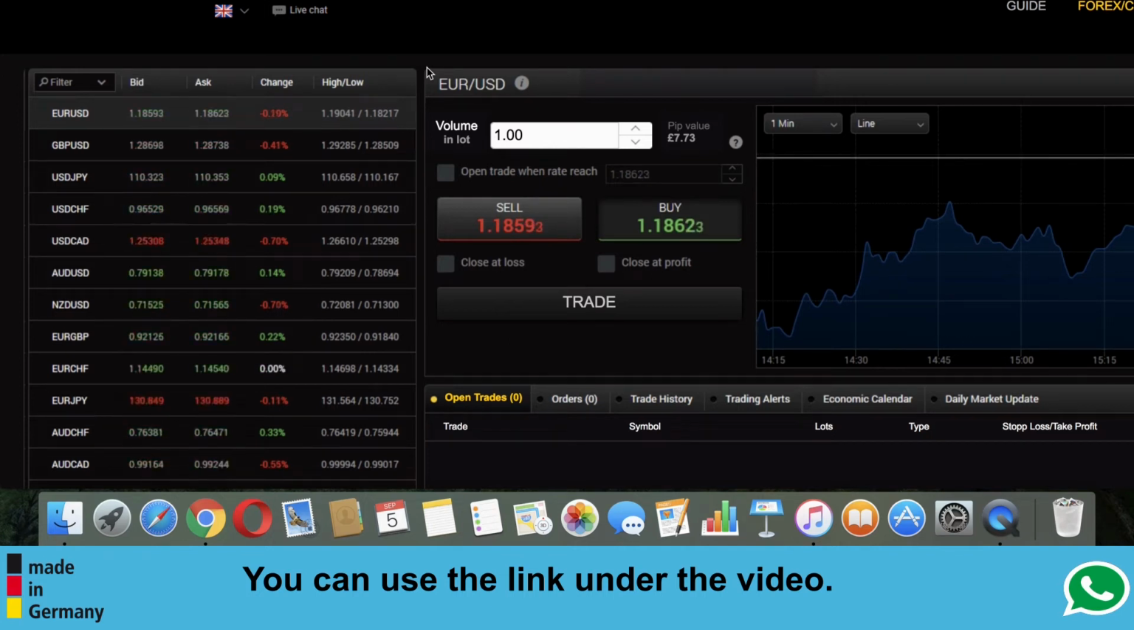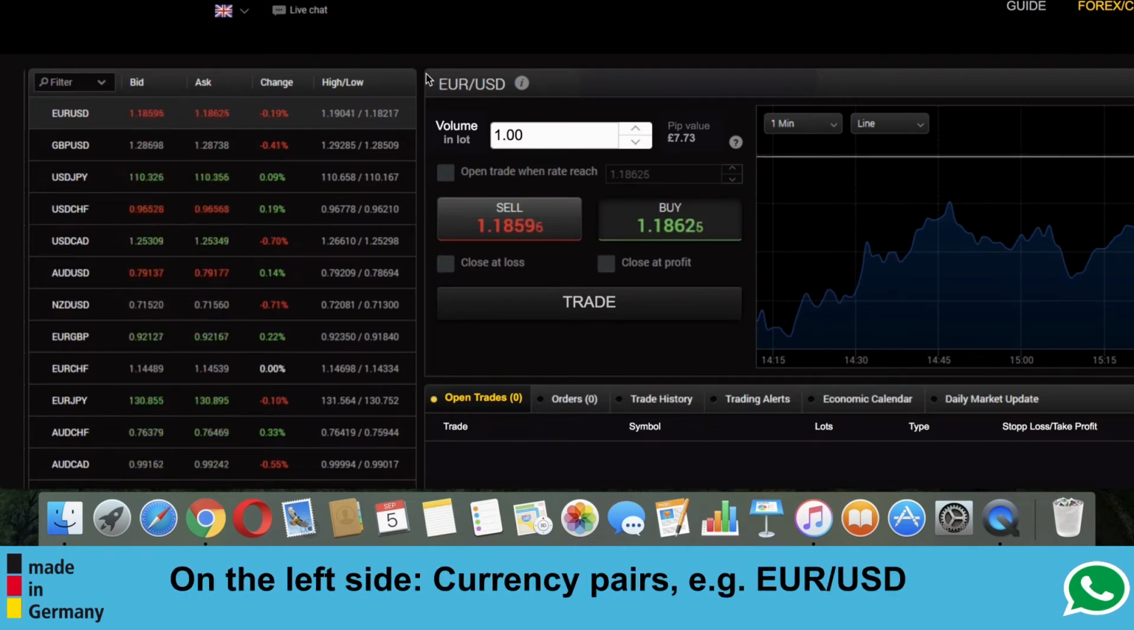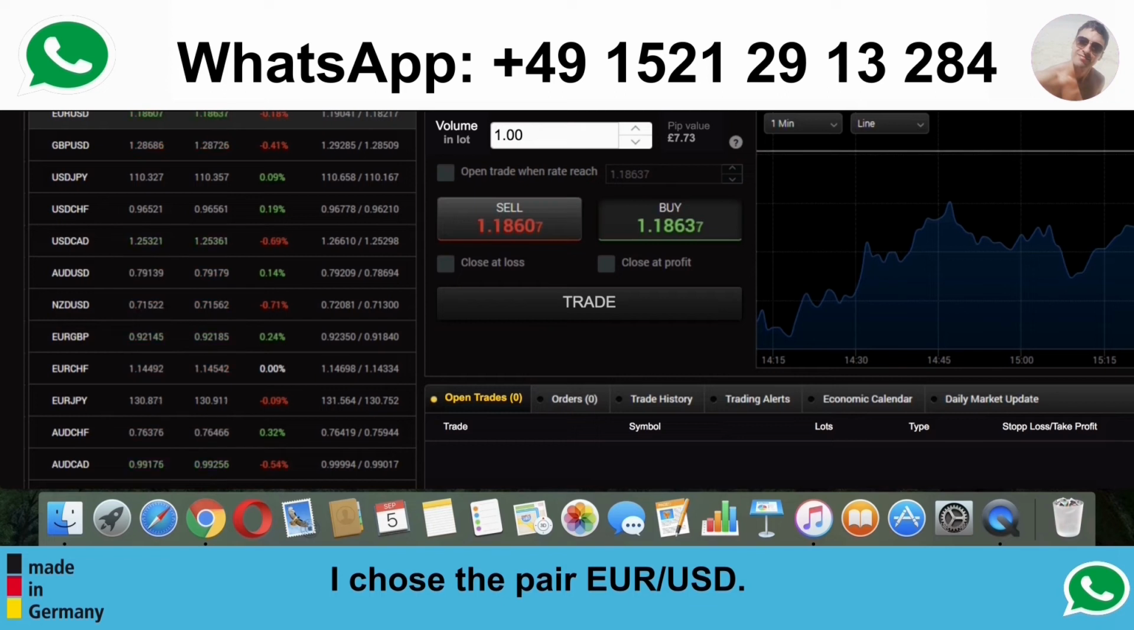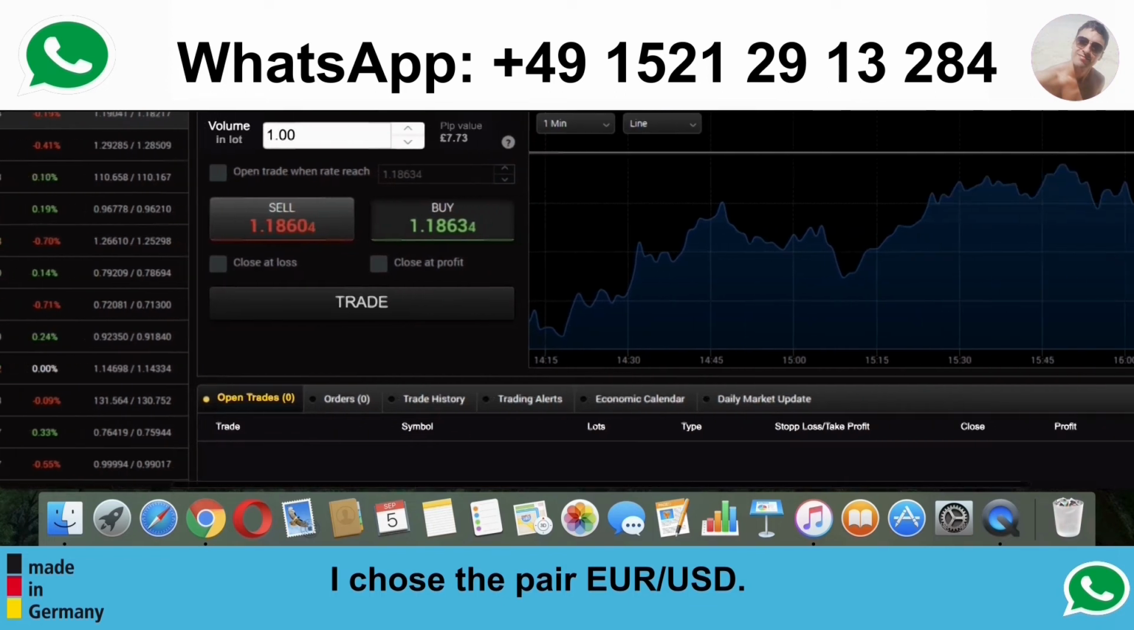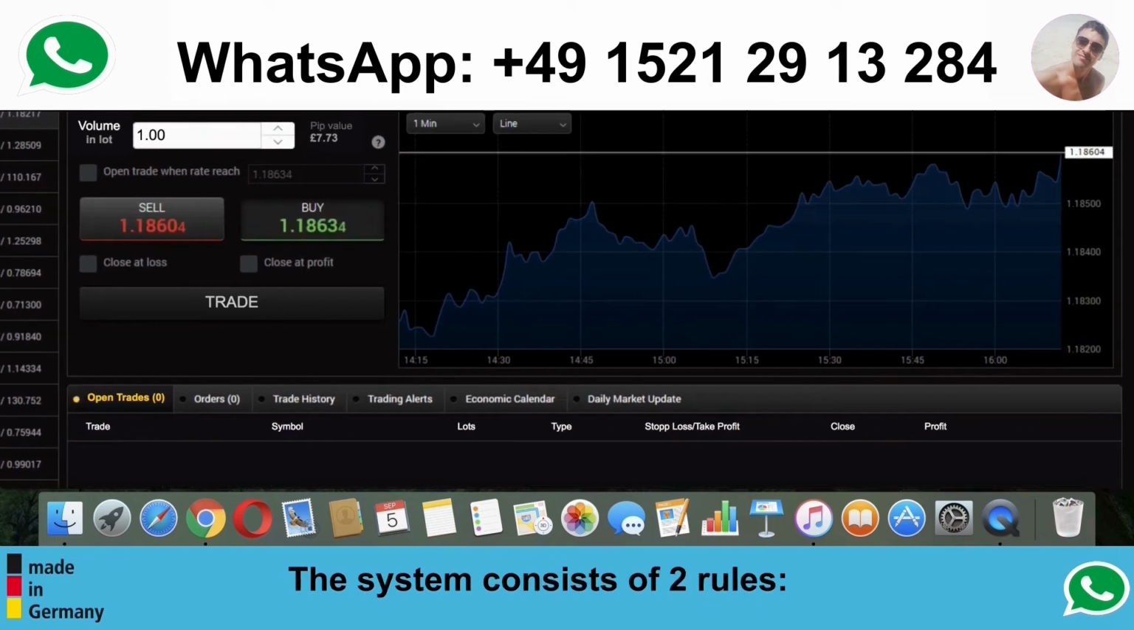So, okay, what are we going to do here? What you have here on the left side are some currency pairs. For example, I chose Euro US dollar. Why did I do that? Because of rule number 1 in the system that I'm going to explain to you.